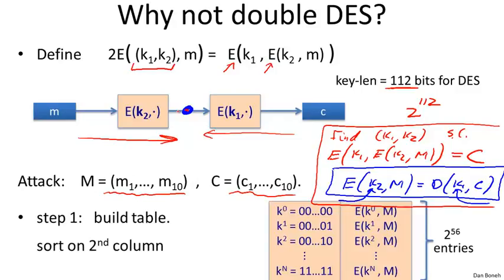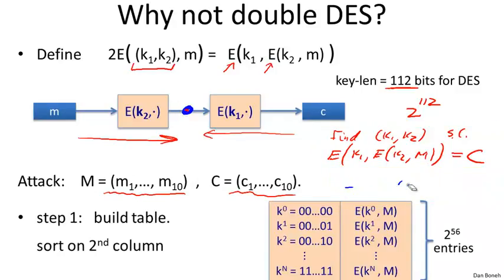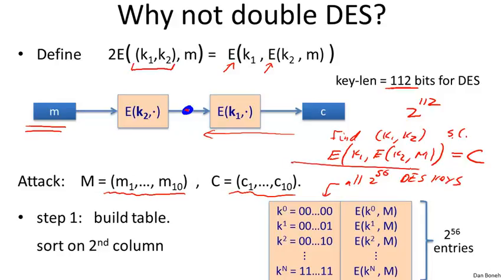The first thing we're going to do is build a table. Here, let me clear up some space. The first step is to build a table that for all possible values of K2 encrypts M under that value. Okay, so here we have this table. These are all 2 to the 56 DES keys, single DES keys. So the table has 2 to the 56 entries.